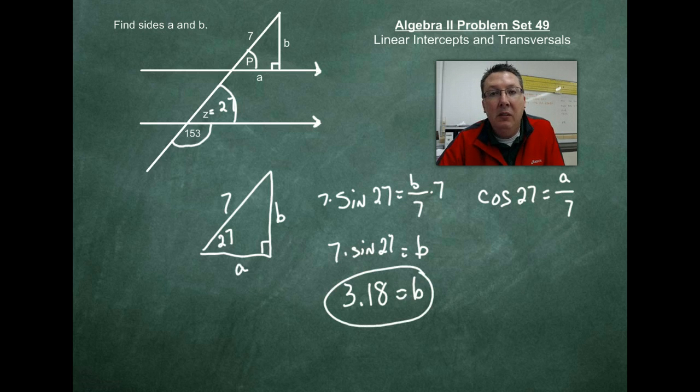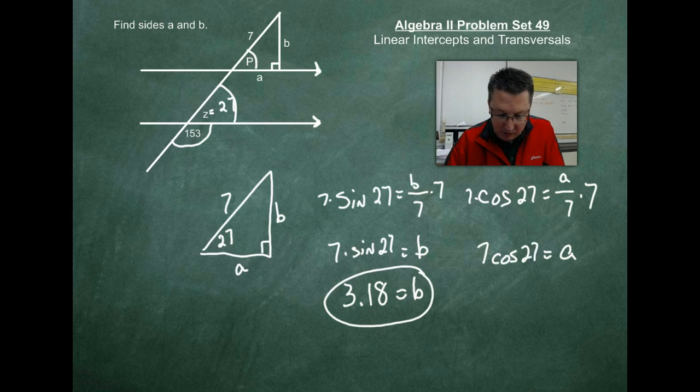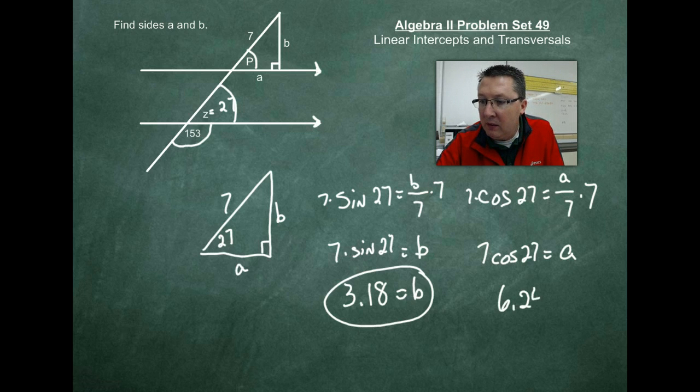Then we do the same thing to find A. We multiply both sides by 7, and so we have A is equal to 7 cosine 27. Multiply that, 7 cosine 27 equals. A is approximately 6.24.